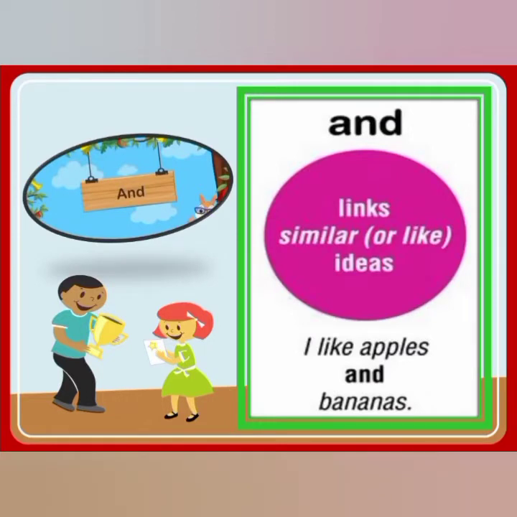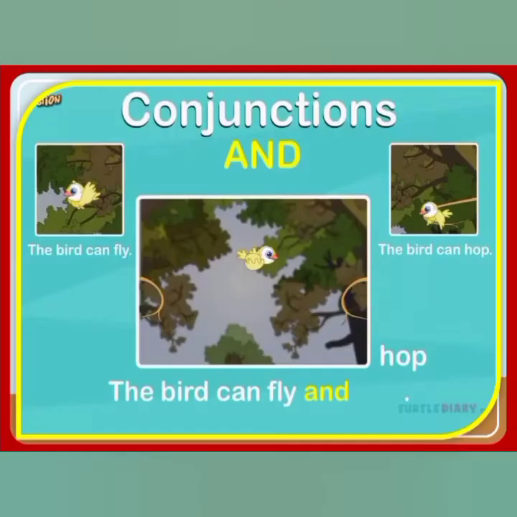Among these, the first one is and. And is used to join or link the similar or like ideas. For example, I like apples and bananas. I'm talking about my liking of fruits. So the ideas are same. That's why I said I like apples and bananas.